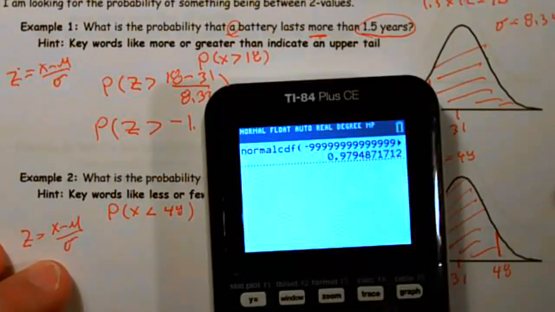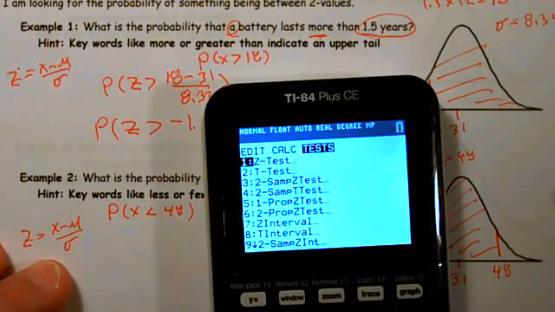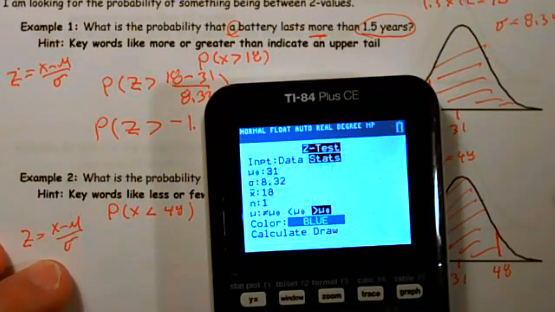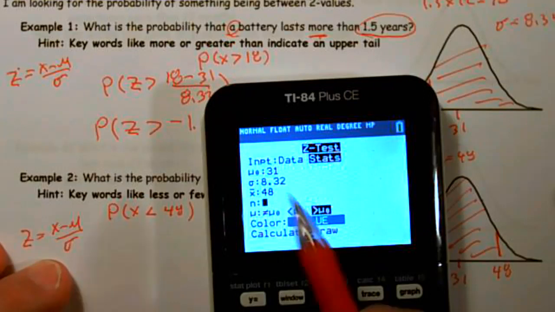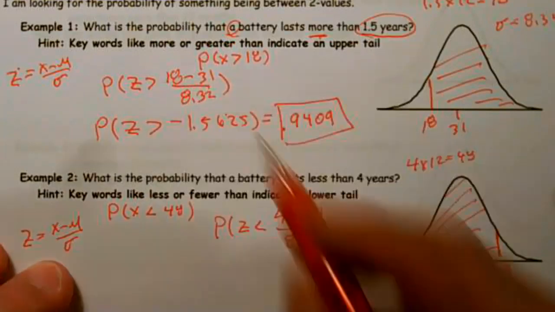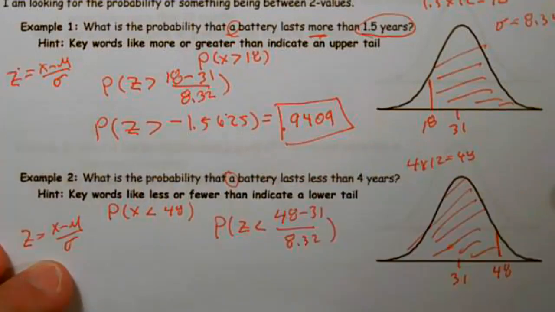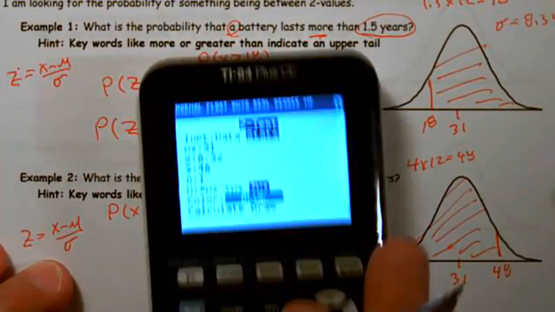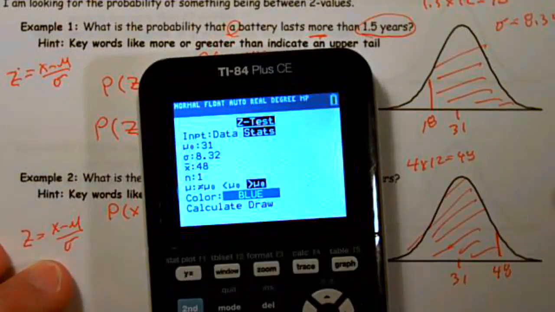So if I go stats, test, Z-test, and I already have the mean of 31, standard deviation 8.32. We're changing our X to 48. Once again, and I should have said this earlier, they say a battery, so that means 1. My sample size is 1. And because I shaded down, I need to be using a less than, which is that one.